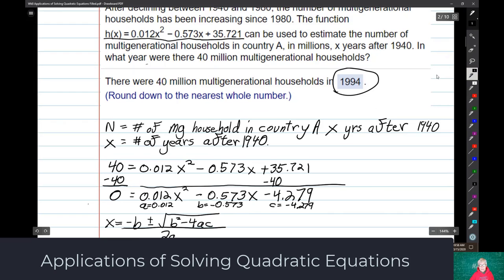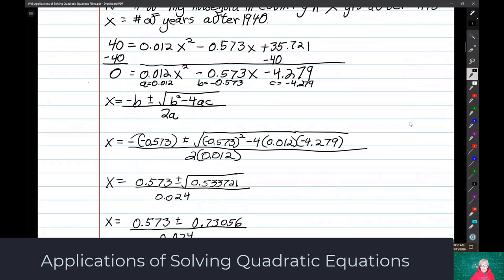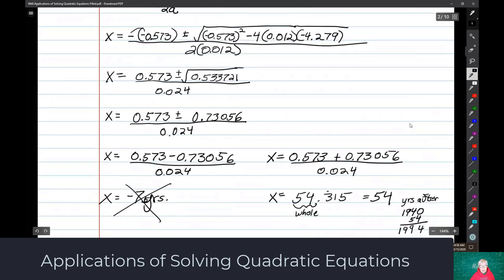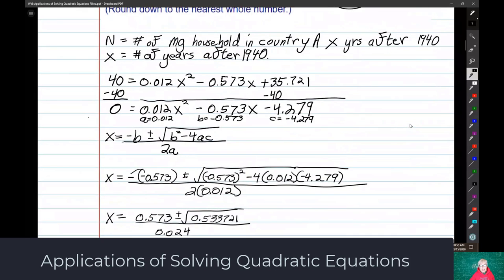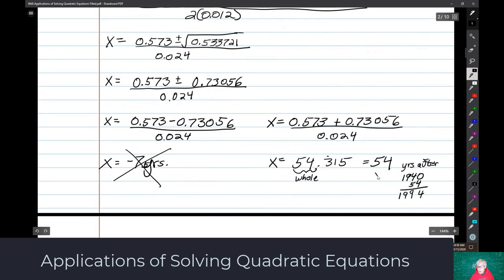Okay, so let's look at what we had to do. We had to be really clear on using 40 and not 40 million, because we were told that we're estimating the number of multi-generational households in country A in millions, which means the number we get will represent millions. So 40 represents 40 million. And then thank goodness they give us our function. But there's no way to factor that, come on. So we have to actually use the quadratic formula and sing our little song and not round before the end. And that gives us 54.